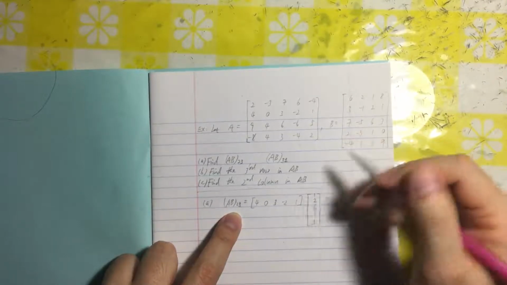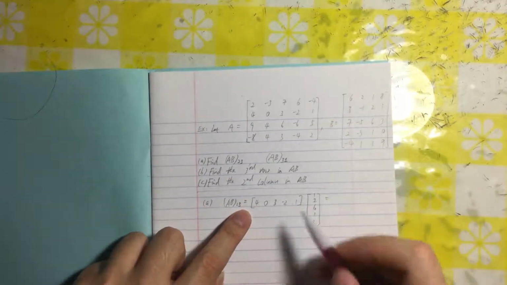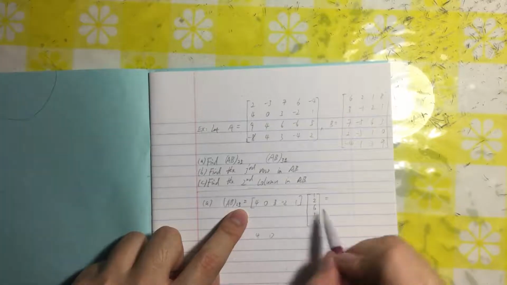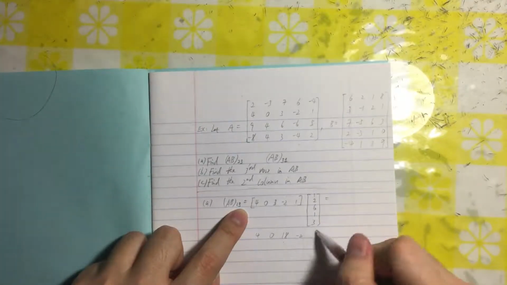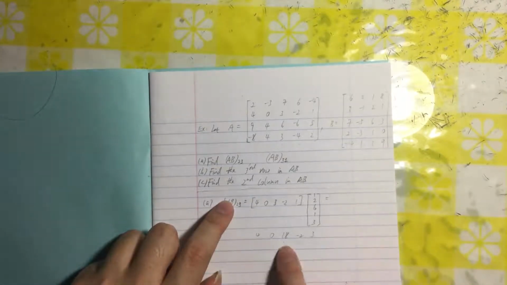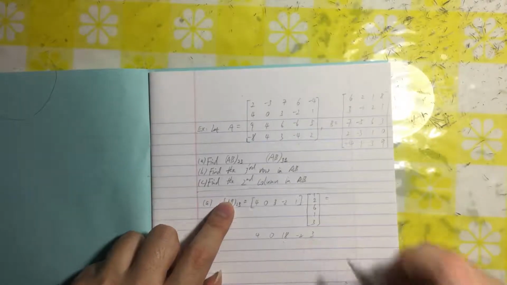Then we multiply the corresponding entries and add them up. 4 times 1 is 4. 0 times 2 is 0. 3 times 6 is 18. Negative 2 times 1 is negative 2. 1 times 3 is 3. Then add them up. I get 22 minus 2 is 20. 20 plus 3 is 23.